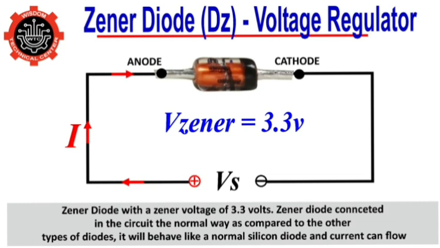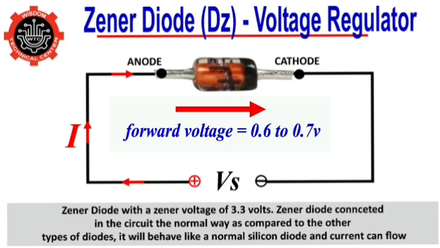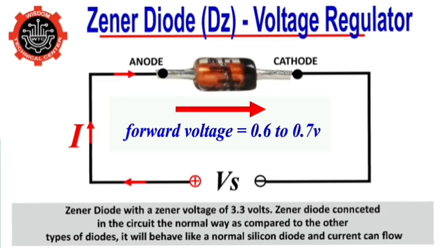So the Zener diode here has a Zener voltage of 3.3 volts, but if we connect it this way, the diode starts to conduct electric current after reaching its bias voltage, not the Zener voltage, because it is not used this way. When we connect it this way, it behaves like a normal diode. But in real sense, these Zener diodes are not used this way.